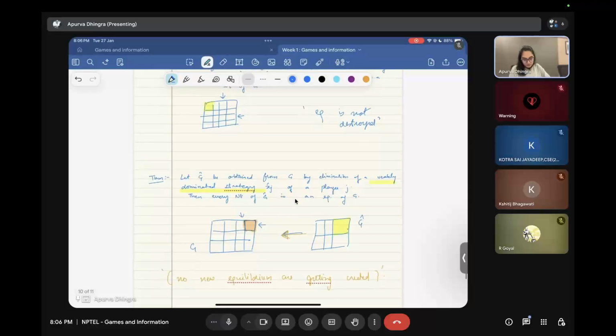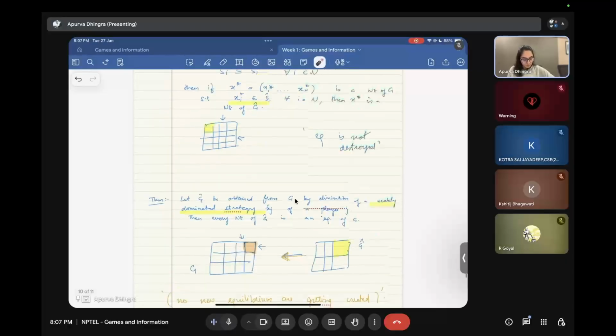This is the second scenario, where suppose we are eliminating by removing weakly dominated strategies, then something that is an equilibria in the reduced game will be an equilibria in the original game also, meaning some new equilibria will not suddenly show up in the reduced game. It has to have been present in the original game to begin with, and only then it will show up, meaning no new equilibria will get created. So you can think of this as some kind of a conservation law of sorts.